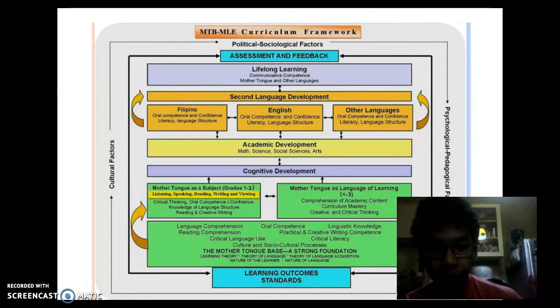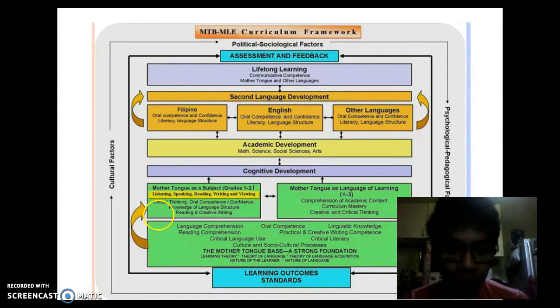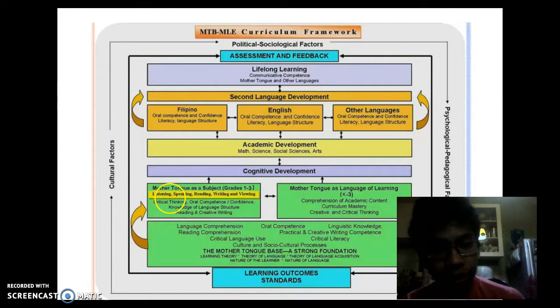by beginning on the lower part of the framework, which is mostly comprehension and competence. According to this framework, once you have mastered this comprehension, this competence, otherwise known as skills, you will be able to master the next spectrum of skills, which is listening, speaking, reading, writing, and viewing, as well as the mother tongue as language learning. The mother tongue is used and enables the students to learn as a method of instruction.